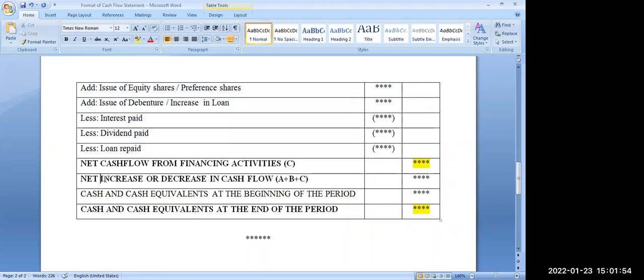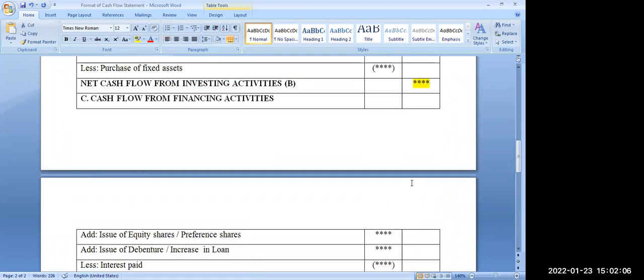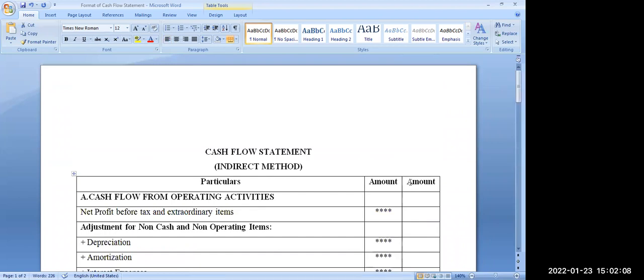After that, net increase, the three A, B, C you can add. Then cash and cash equivalents at the beginning, opening balance. That will be resulting in closing balance. So this is how you have to prepare the cash flow statement of a company based on the profit and loss account and the balance sheet. Any doubt?